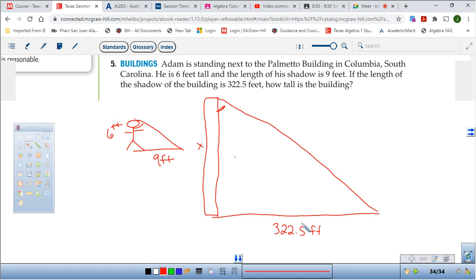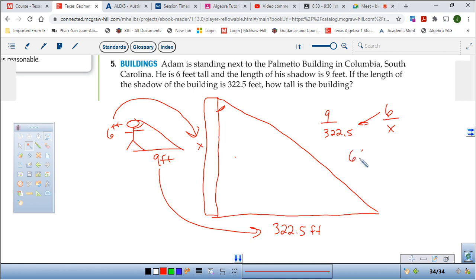Now imagine having a tape measure that long. I think you need to do laser stuff for this part. Set it up, okay? So I'm going to set it up as 9 going to 322.5. And then you say the height, the shadow length, same direction, it has to be in the same direction, as 6 to x. Cross multiply. 6 times 322.5 is equal to 9 times x. Whatever that is, divide by 9. X is equal to about 215.